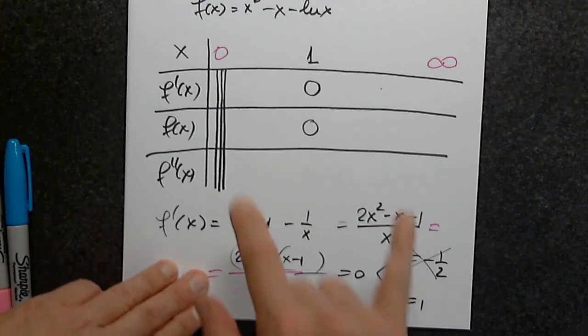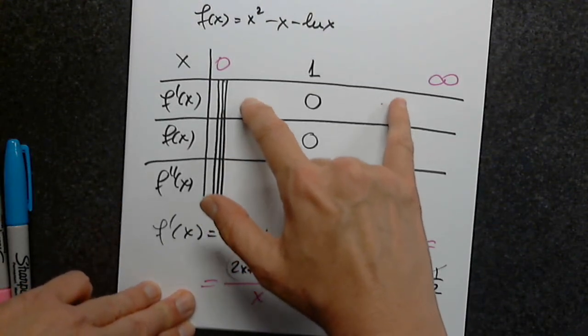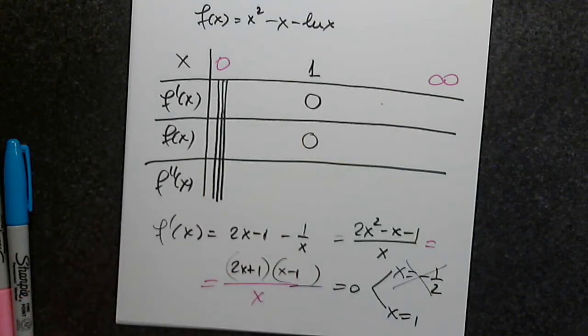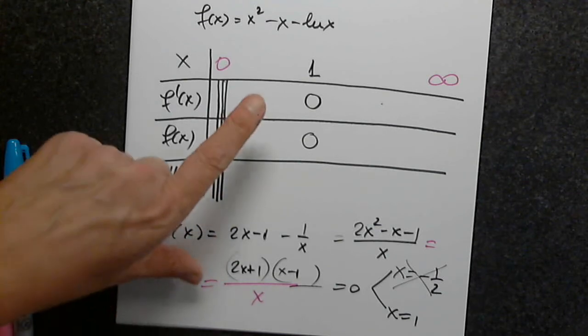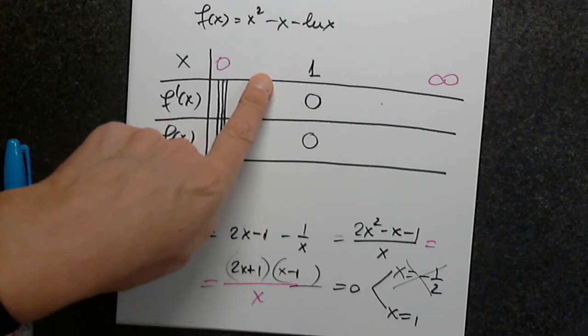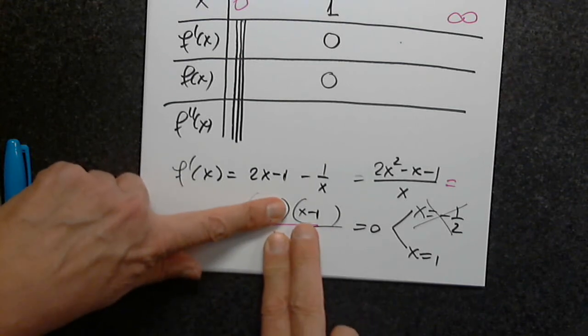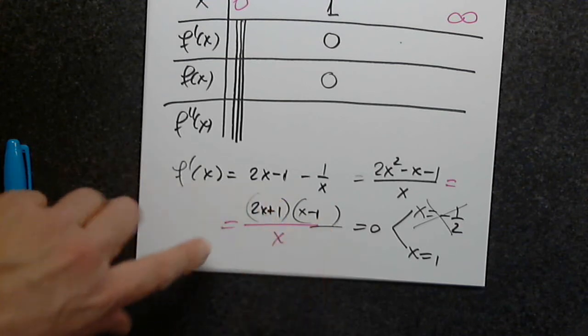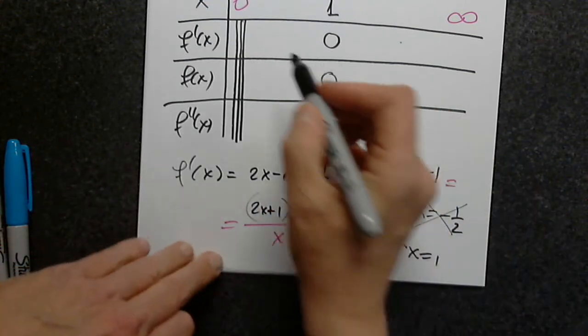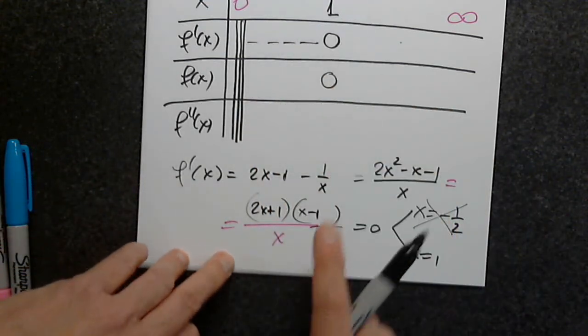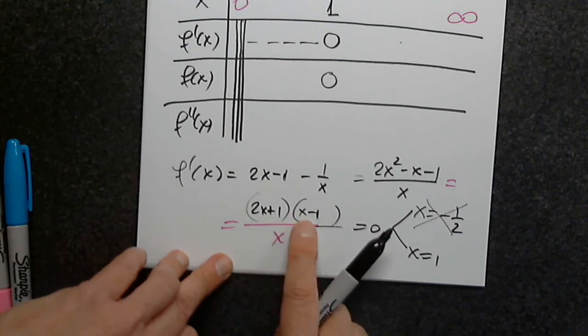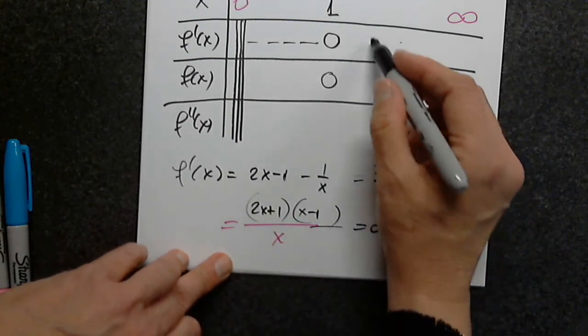Now I have to study the sign of the derivative, left and right. To the left-hand side of 1, let's say at 0.5, this is positive, but 0.5 minus 1 is negative. So this is negative. So what about at 10? This is positive, this is positive, this is positive.